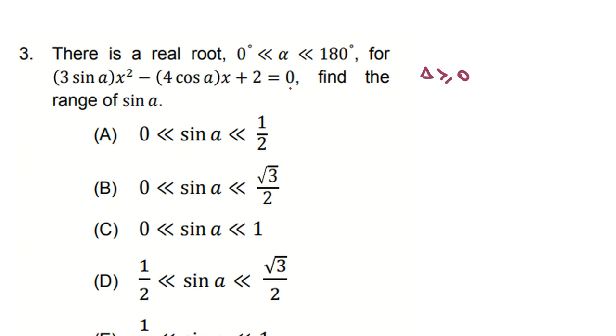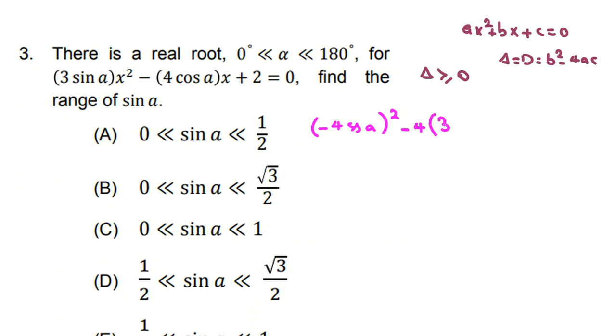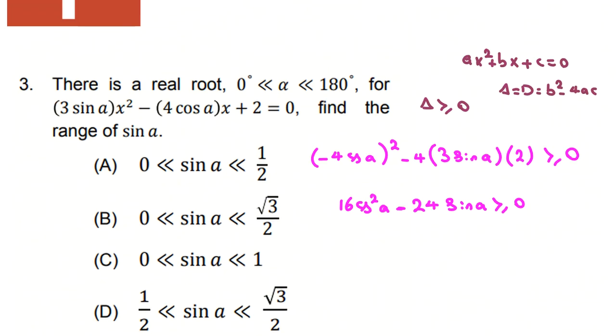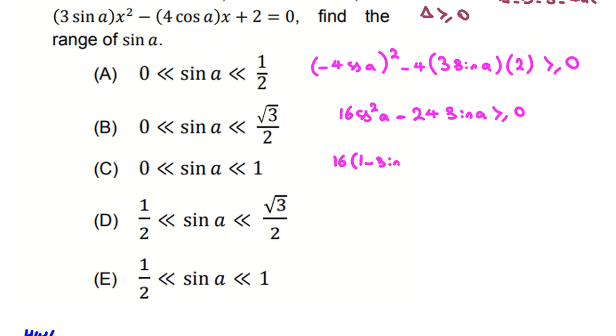When we have a x squared plus b x plus c equals 0, delta, or the discriminant, equals b squared minus 4ac. If you apply it here, it will be this part squared, minus 4 times 3 sine a times 2, greater than or equal to 0. So it will be 16 cos squared a minus 24 sine a, greater than or equal to 0. Because here we have sine a, and we know sine squared plus cosine squared is 1, I write cos squared a as 1 minus sine squared a. Minus 24 sine a is greater than or equal to 0.